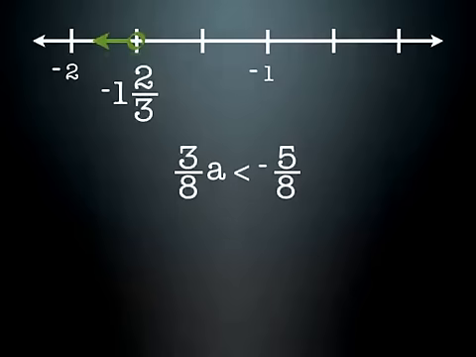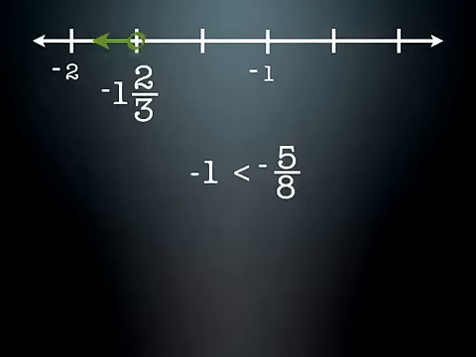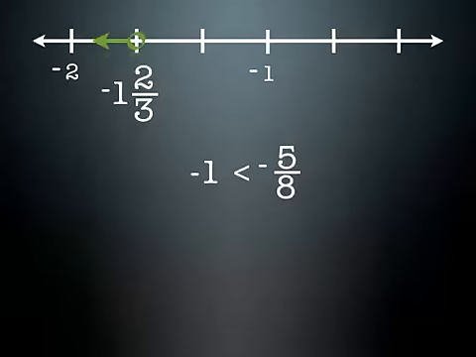It's always important to check your solution. So I'm going to replace a with a value that is less than negative 1 2/3. And I like to make it simple, so I'm going to select negative 8/3. That'll give me negative 1, and that statement is true. Negative 1 is less than negative 5/8.